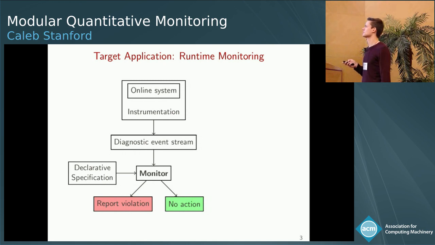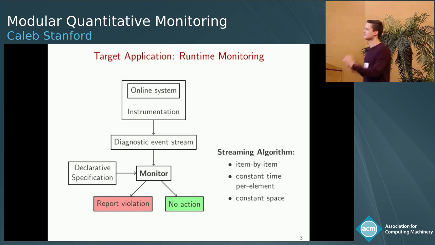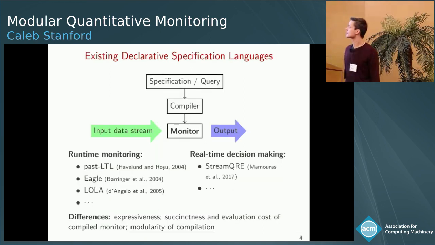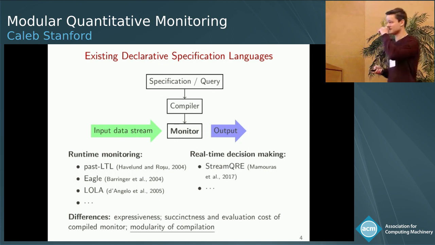So once again, in the runtime monitoring world, it's very important that this be a streaming algorithm. And so you're interested in processing the events as they arrive, item by item. You want to use a constant amount of time per element, and you want to use a constant amount of space. So again, we want a high-level language to express the specification, but we also need it to compile down into a low-level monitor with these timing guarantees. So if you are working in either of these domains, there are a number of declarative specification languages available to you. And I put some of them on the slide here. Basically, they allow you to go from a high-level query to a monitor.